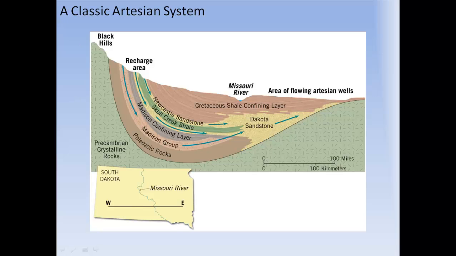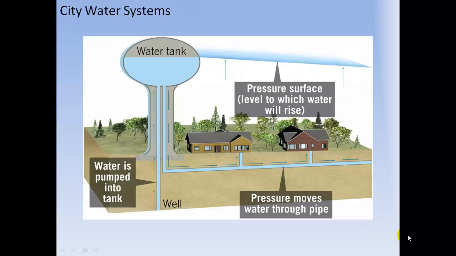Okay. So here's a classic artesian system. This is South Dakota with the Missouri River in the middle. Here's the Missouri River. Here's this confining layer. Okay, and this is our recharge area. These various layers are our aquifer. So water is going to recharge here. It's going to be under pressure. And here's going to be the area of flowing artesian wells.